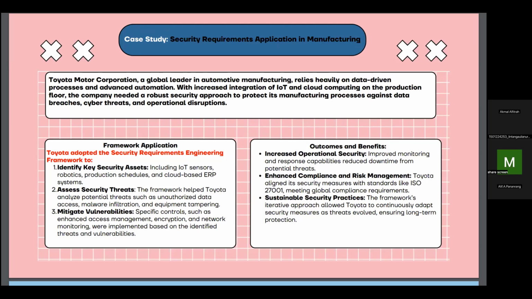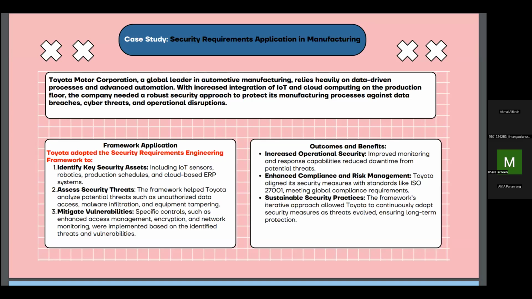Next is case study: security requirement application in manufacturing. Toyota Motor Corporation, a global leader in automotive manufacturing, relies heavily on data-driven processes and advanced automation. With increased integration of cloud computing on the production floor, the company needs a robust security approach to protect its manufacturing processes against data breaches, cyber threats, and operational disruption.